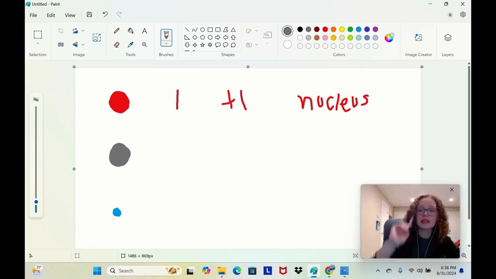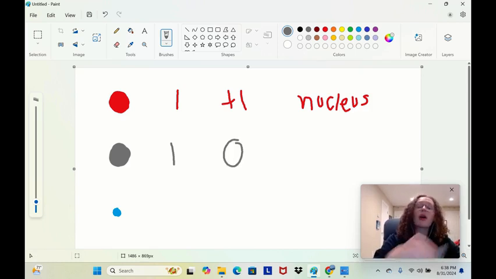Now, neutrons, they also have a mass of 1. But they do not have a charge. They are neutral. Neutron, neutral, proton, positive. So we'll put a 0 for the charge. They are also located in the nucleus, or in the center of an atom.